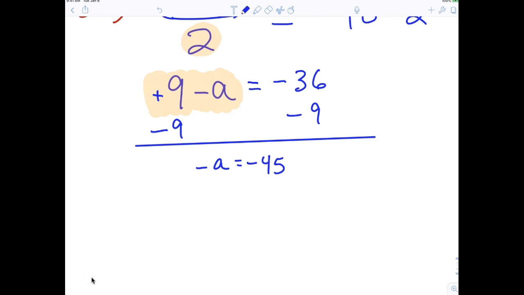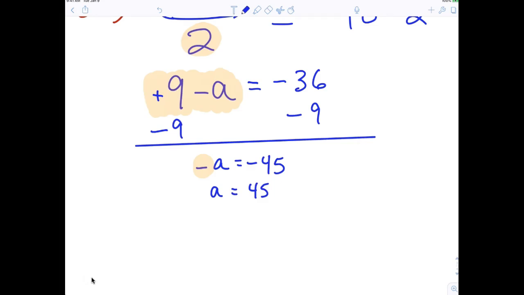One second. He's almost done. Now, the next thing from last year, I tried to show you guys, whenever the variable is negative, that just means to do what to the signs? Change them. If the variable is negative, you change the signs. So negative a becomes a positive a, and a negative 45 becomes a positive 45. That is correct.